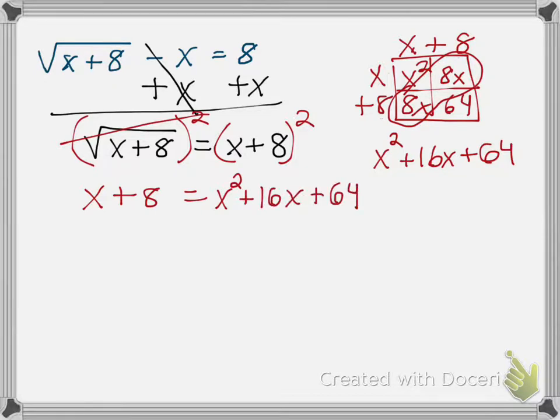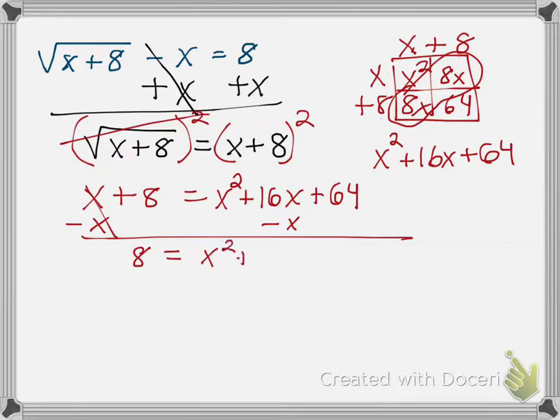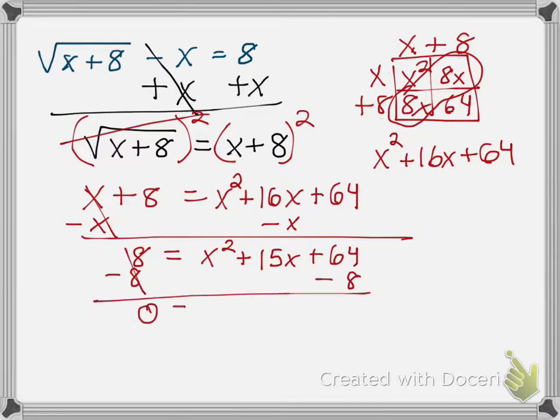Since I have an x squared somewhere in the equation, I have to make this equal 0. So that means I need to get rid of that x plus 8 on the left side. So I'm going to subtract x on both sides. So that gives me x squared plus, 16x minus 1x is 15x plus 64. And then I'll subtract 8 on both sides. So now I have 0 over here equal to x squared plus 15x plus 56.